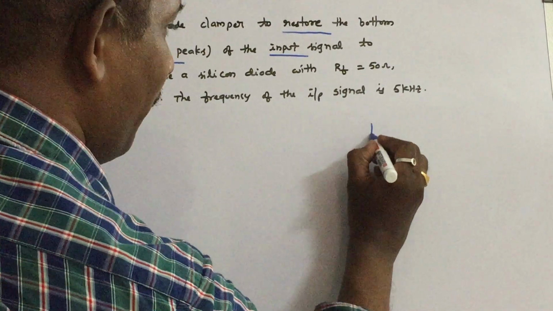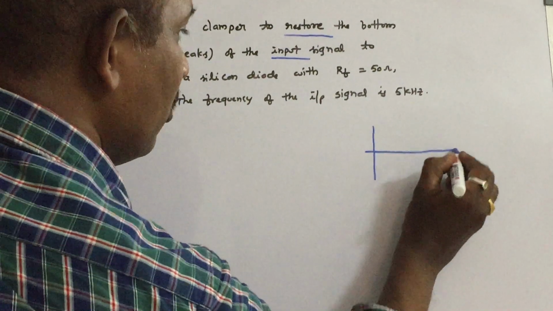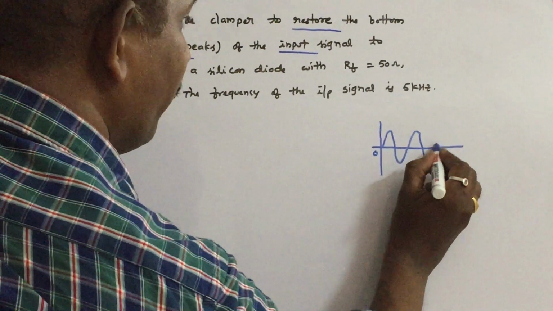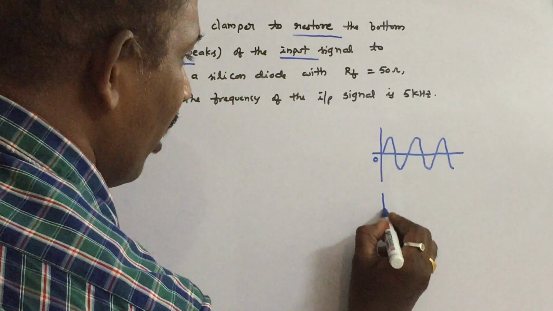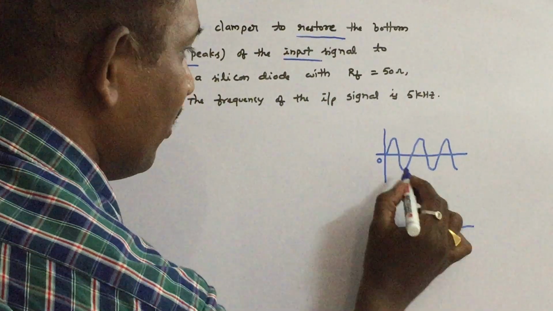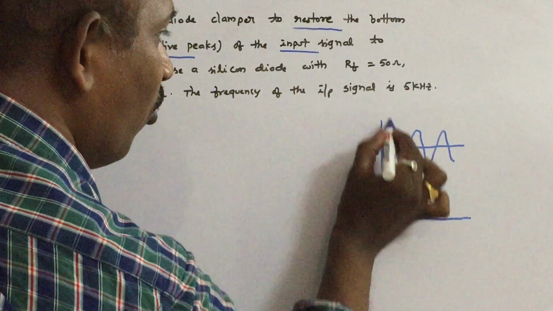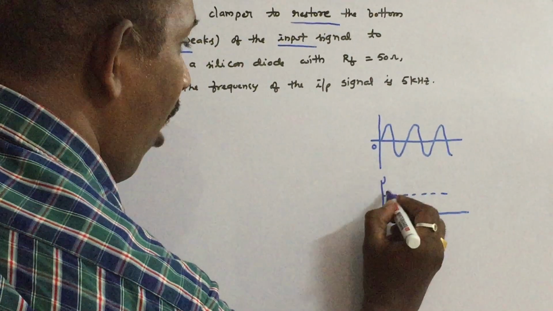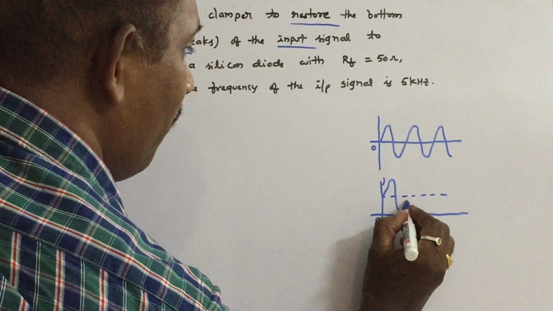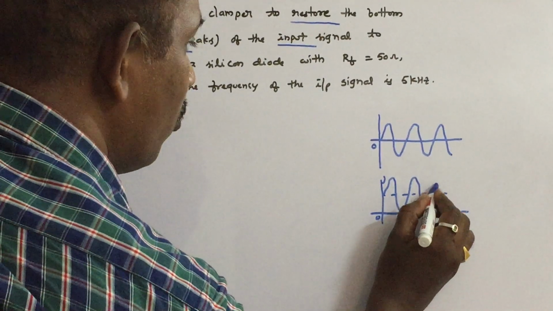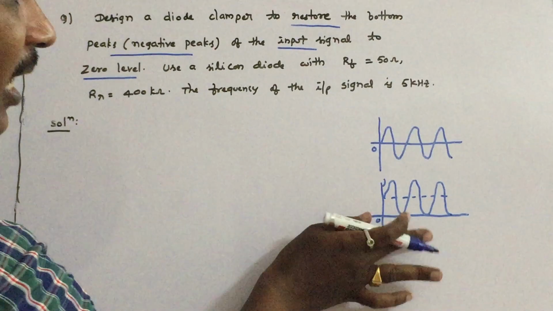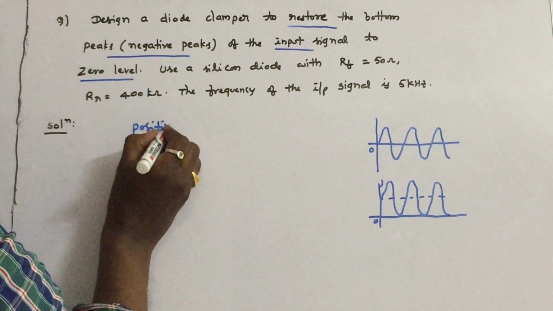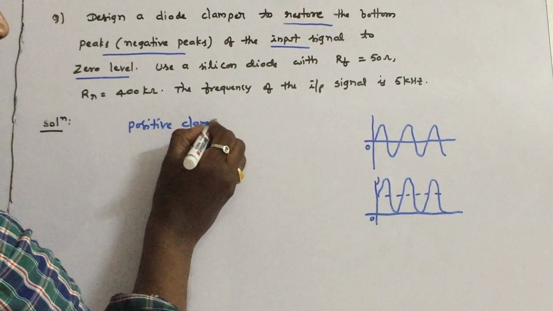For example, let us say this is the input signal. So you have to understand the question very carefully. The question is given that the bottom peaks have to be moved to the zero level. So that means the output of the clamper should come like this. So the bottom peaks have to be moved to zero level. So what type of clamper is this? Positive clamper circuit. So therefore it is positive clamper circuit.